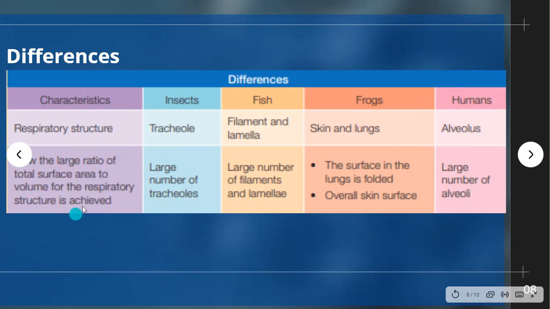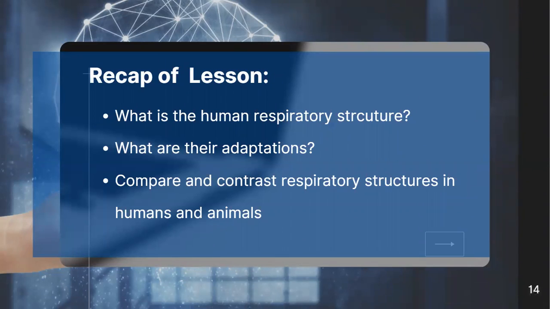So these general features are similar, but what makes them different is the type of respiratory structures and the large number of the different respiratory structures. Okay, so to recap this video, we learned what the human respiratory structure is, which is the alveoli in the lungs, and the four adaptations of the human alveoli to ensure very efficient gaseous exchange. And lastly, we learned how to compare and contrast the respiratory structures in humans and animals. So we should always describe, compare and contrast in similarities and also differences.